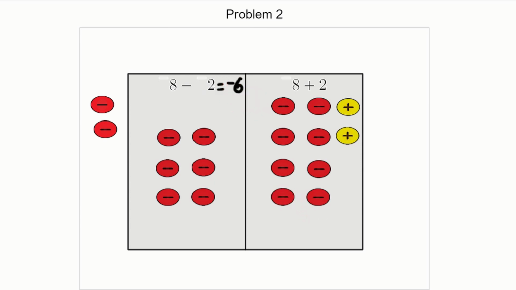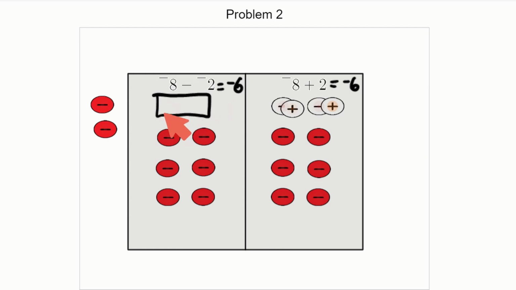Taking a look at the problem on the right, here we have negative 8 plus 2. Again, we know that a positive and a negative are going to cancel out. So after canceling these out, our answer is also going to be negative 6. Notice that when we subtracted these two tiles, we're left with negative 6. And after we cancel out these two tiles, we're still left with negative 6.